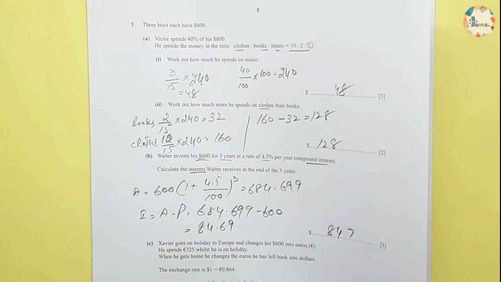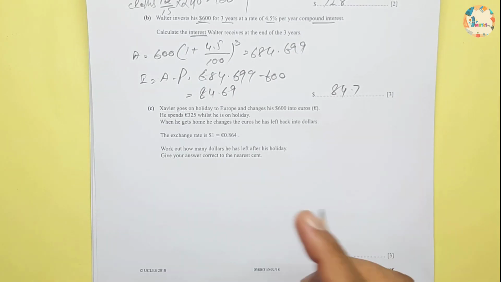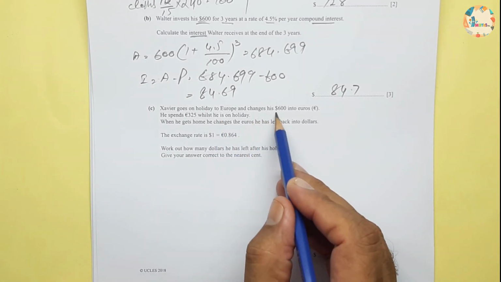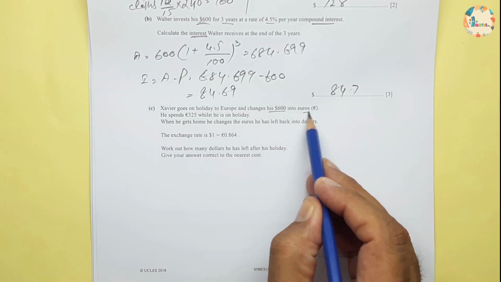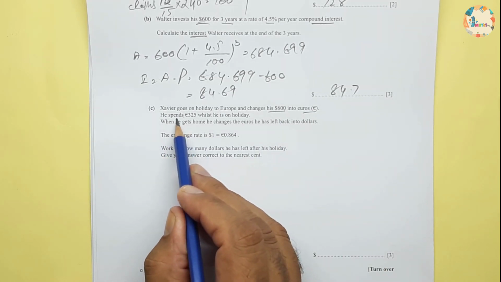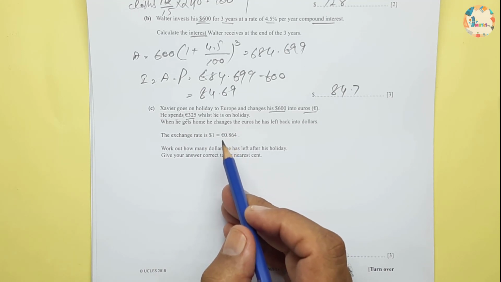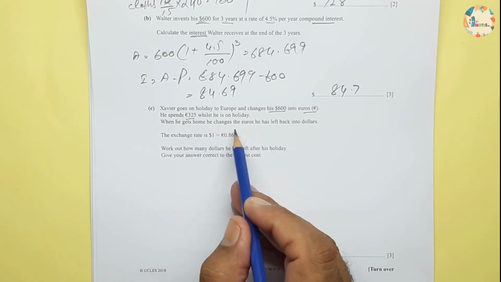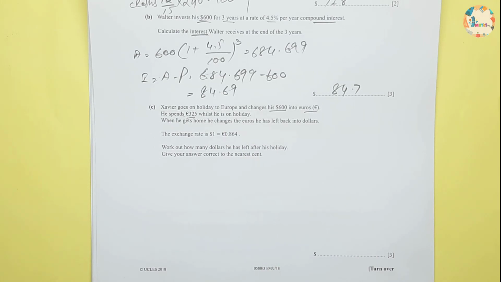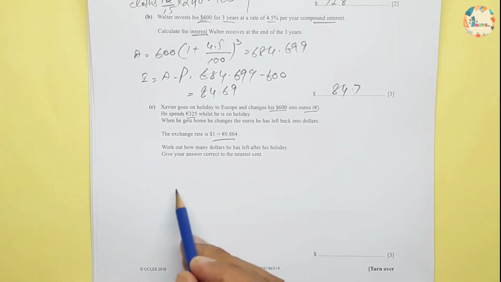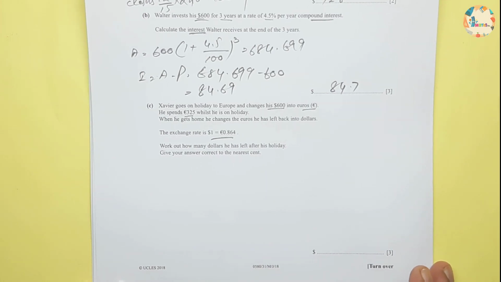Xavier goes on holidays to Europe and changes his 600 into euros. He spends 325 whilst he is on holidays. When he gets home, he changes the euros he has left back into dollars, and the exchange rate is given, 1 is equal to this one, and work out how many dollars he has left after his holidays. Give your answer correct to the nearest cent.